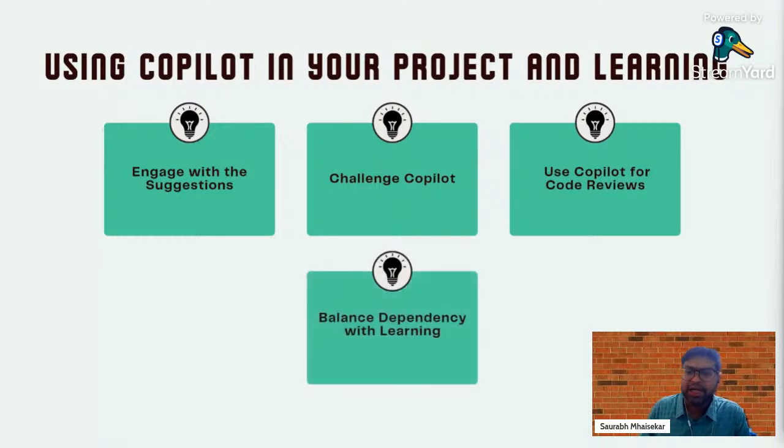The last thing is to balance dependency with learning. I think we covered this part a little bit, but it is worth repeating. While it is tempting to rely heavily on GitHub Copilot for speed and productivity, ensure you are also focusing on learning. For every suggestion Copilot makes, try to replicate the logic independently. This balances your ability to be productive as well as learn new things and grow as a developer.